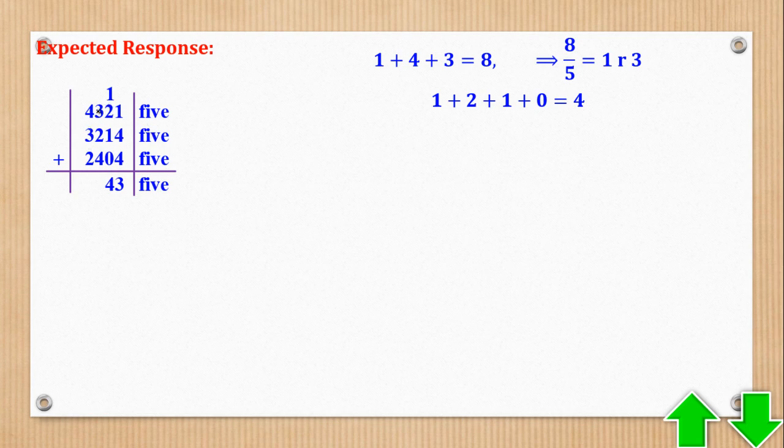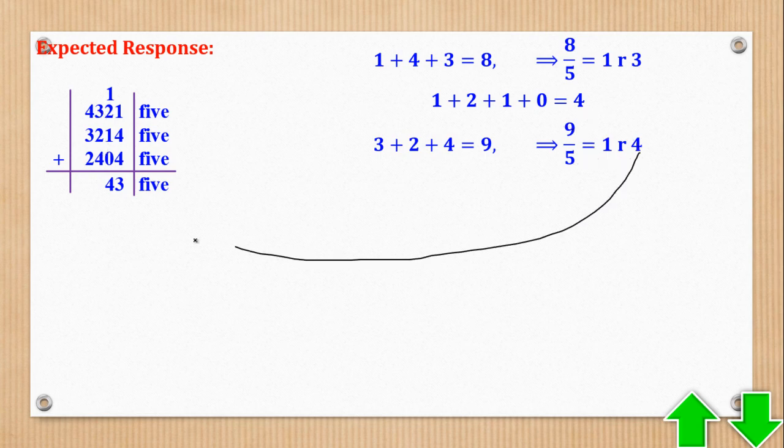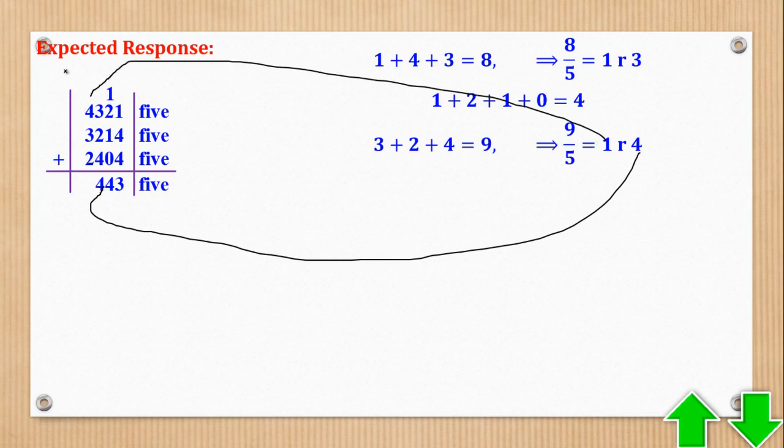The next is now 3 plus 2, 5, 5 plus 4 is 9. 9 cannot be written in base 5, so what we do, 9 is the same as 1 remainder 4, because when you say 9 divided by 5, you come up with 1 remainder 4. So we shall write this 4 here, and we carry this to the next place value. So write 4 and carry that.